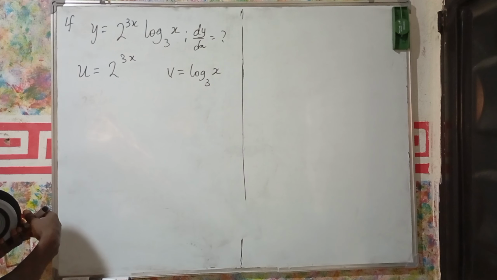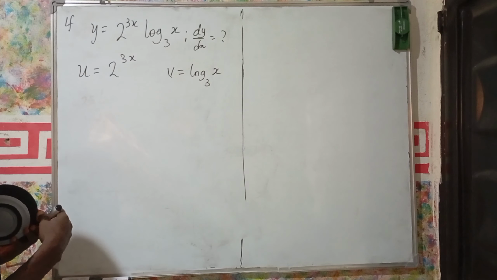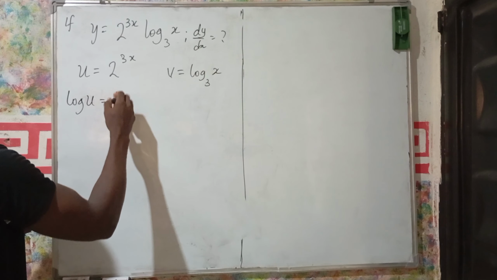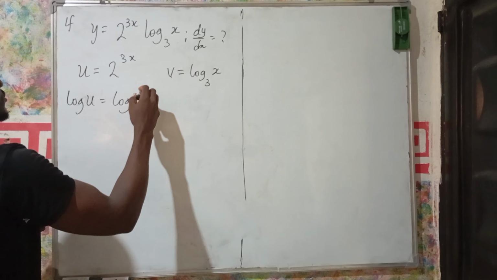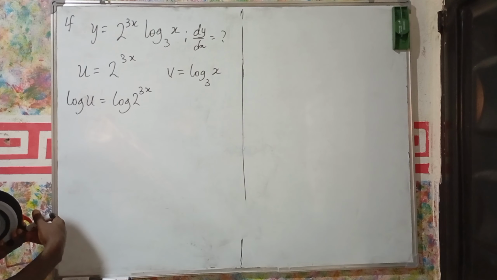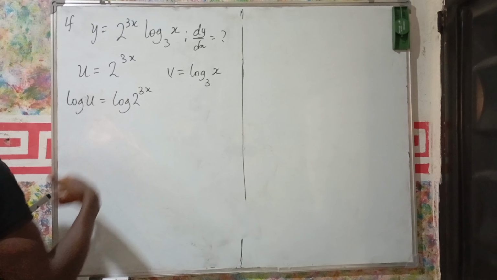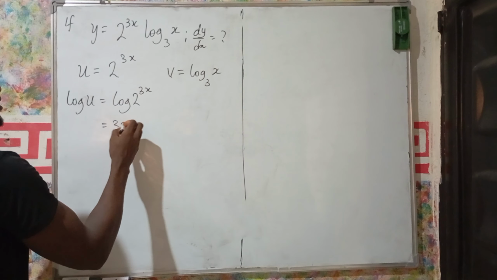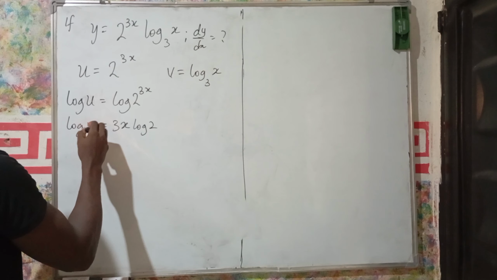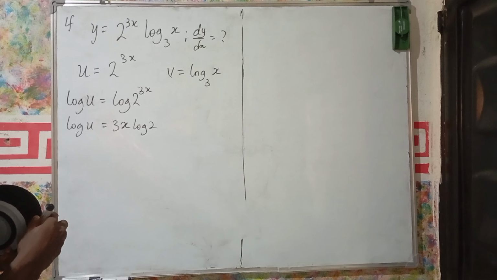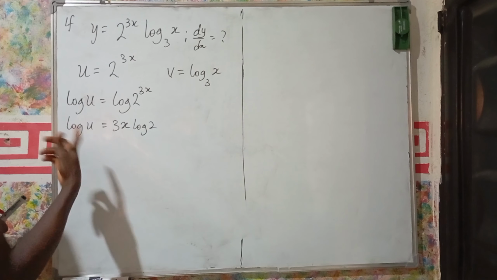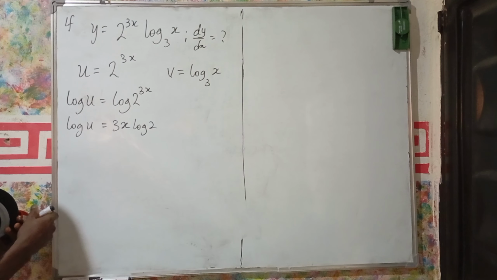Now to differentiate u, we'll need to introduce log to both sides. When we do that, the power has to go down as 3x and then log 2. And on this side we have log u. Now we have to differentiate both sides with respect to x. So when we differentiate u with respect to x, we have du/dx.